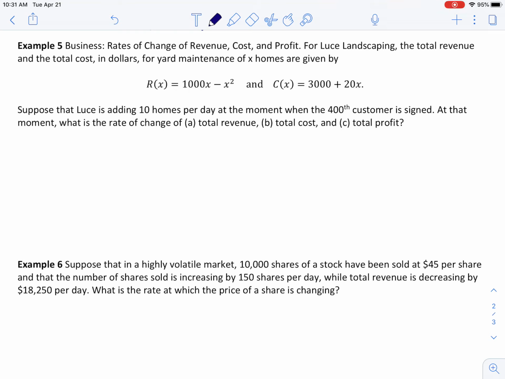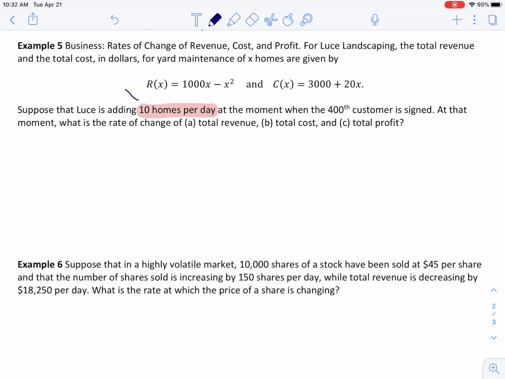First, number 5. Rates of change of revenue, cost, and profit. Okay, for Luz Landscaping, the total revenue and the total cost in dollars for yard maintenance of x homes are given by the revenue function 1,000x minus x squared, and the cost function 3,000 plus 20x. All right, suppose that Luz is adding just 10 homes per day.